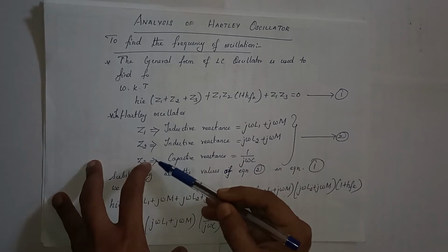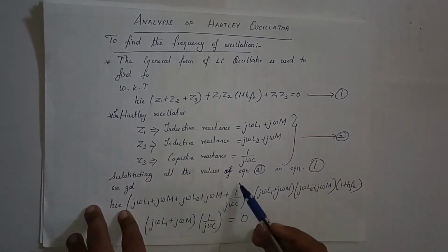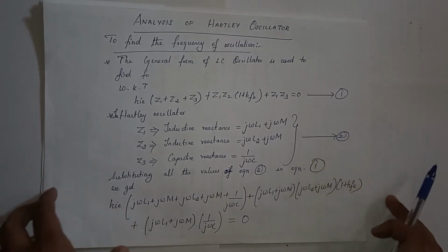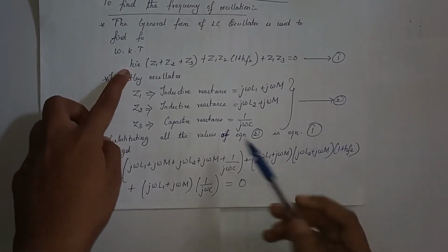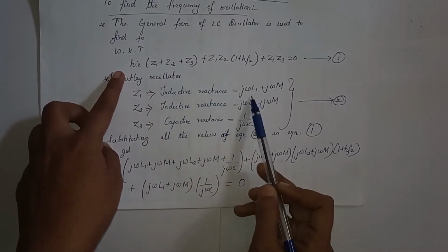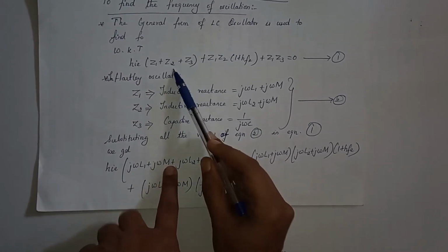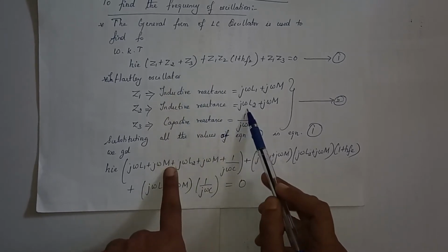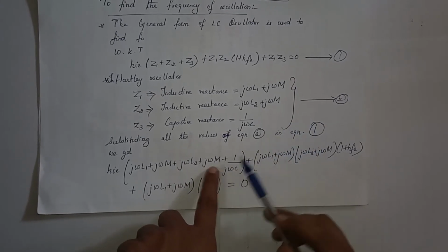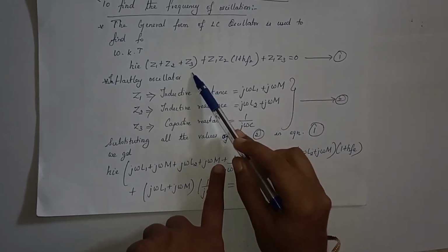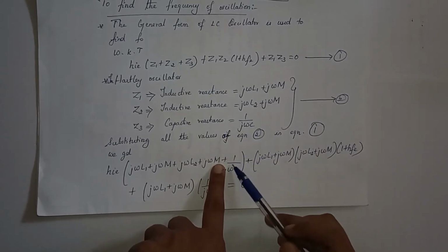All these values have to be substituted in equation number 1. So I'm going to substitute all the values from equation 2 in equation number 1. If I substitute, I'll be getting HIE. The value of Z1 is this, so I'll be getting j omega L1 plus j omega M, plus the next value Z2, so it becomes j omega L2 plus j omega M, plus Z3. Therefore the Z3 value is 1 by j omega C, so I'll be writing it as plus 1 by j omega C.